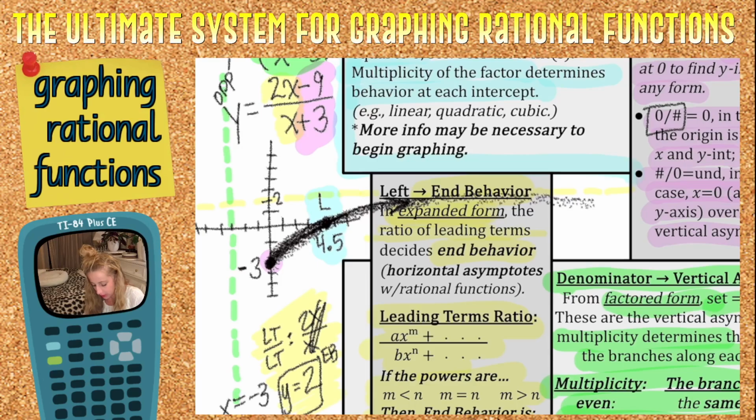So as I go out to the side, I'm going to get closer and closer and closer to that dotted line. Now I cross through here at -3 because you always do, and then my vertical asymptote tells me I've got to go straight down and never touch that.